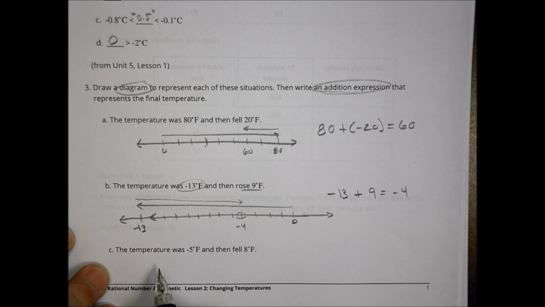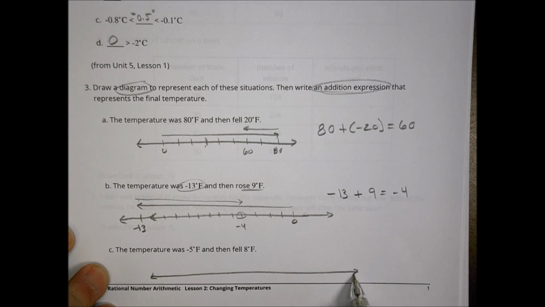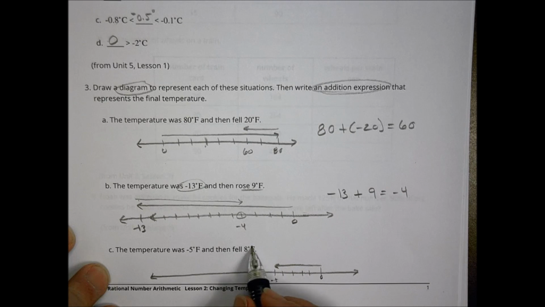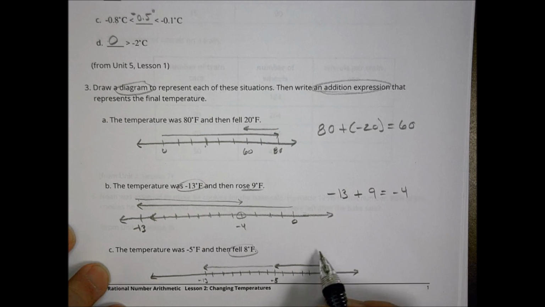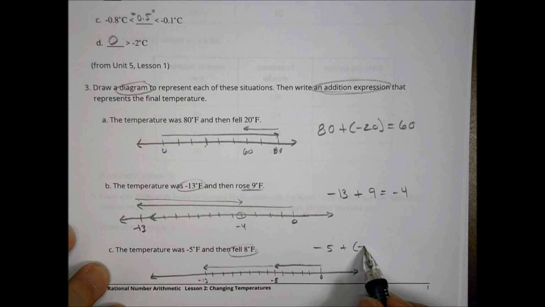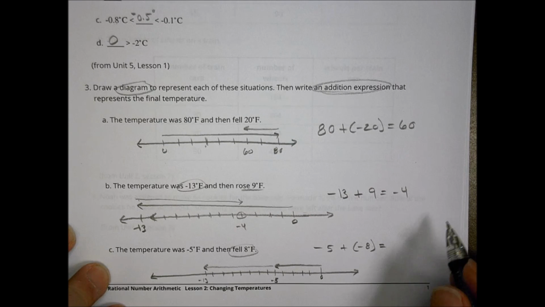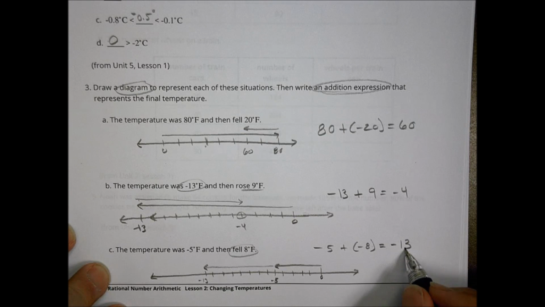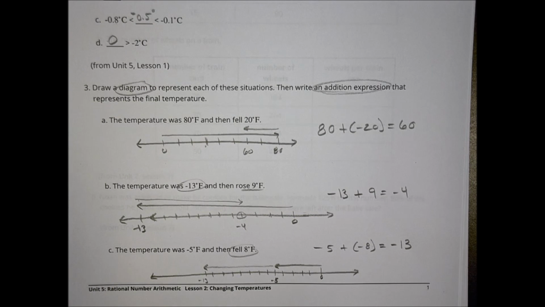And this one, C, we have a temperature at -5. So here's 0. And we have 1, 2, 3, 4, 5, -5 there. And then it fell 8 more degrees. So 1, 2, 3, 4, 5, 6, 7, 8. And so we're going to fall all the way to there. What's the new temperature? So we're starting at -5. We have 6, 7, 8, 9, 10, 11, 12, 13. And so as an equation, this becomes -5 plus -8. The signs are the same, so I find the sum and keep the sign the same. That becomes -13. And that's what we got for 3C.